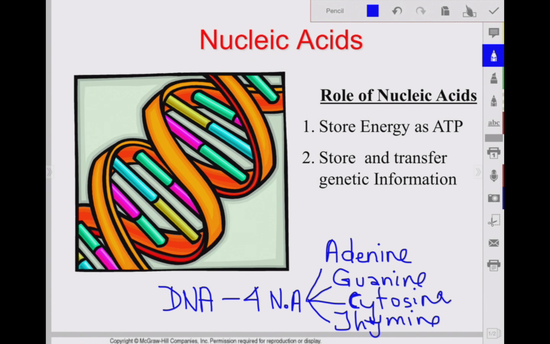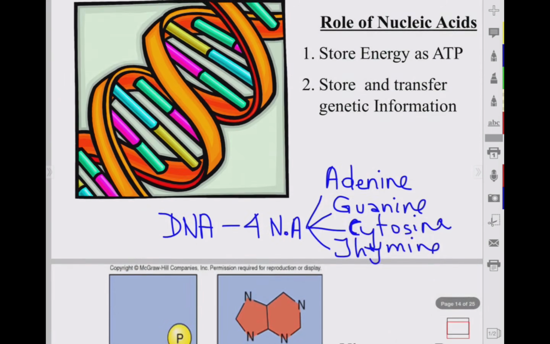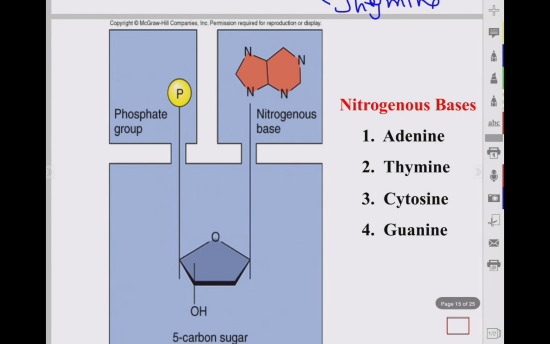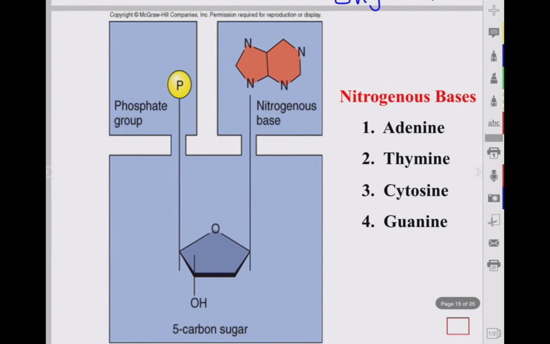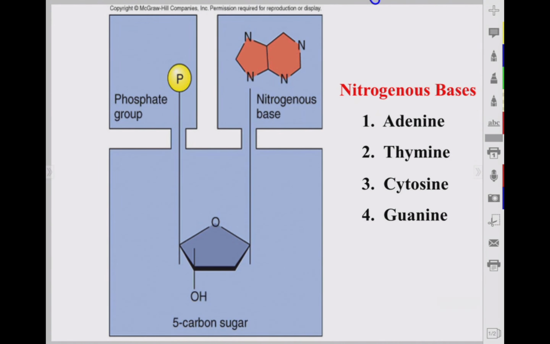Now, it turns out one of them is also sort of a dual agent. It also, in the body, becomes a really great energy storage molecule. And we'll cover that in a second. See if you know which one. Now, you might have covered this in grade 11. We used to cover this back in grade 10. Sort of depends on your experience.